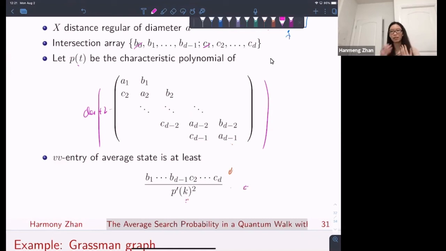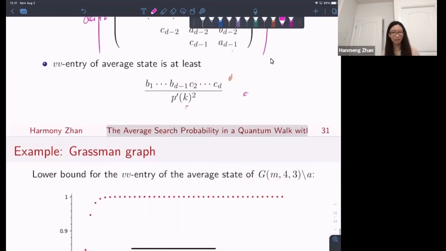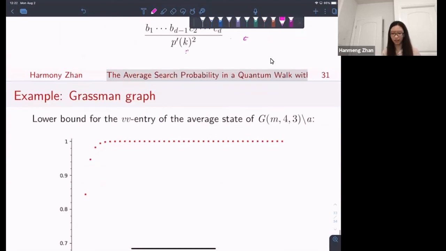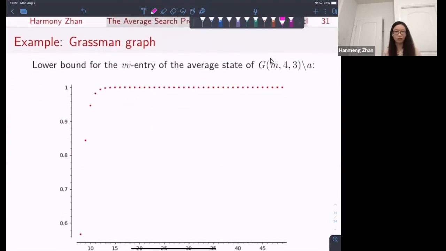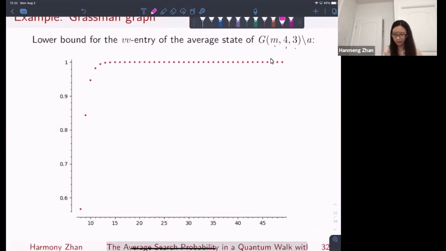If you have a specific family, you can plug this in and see what the number approaches as n gets larger. So I've played with that for many graphs, including Hamming graph, Johnson graph. And here's just one example. The Grassmann graph is the q-analog of the Johnson graph. And here, the family I pick has vertex set the 4-dimensional subspaces of m-dimensional vector spaces over the finite field of order 3. And as you can see, when m gets larger, the probability, or the VV entry of every state, actually gets closer and closer to 1.